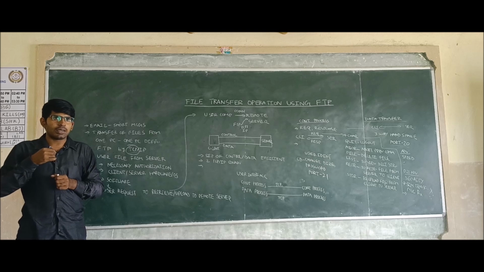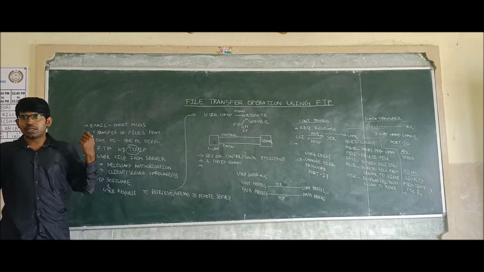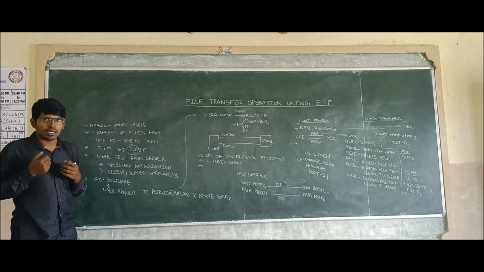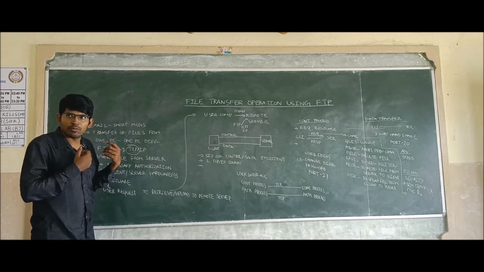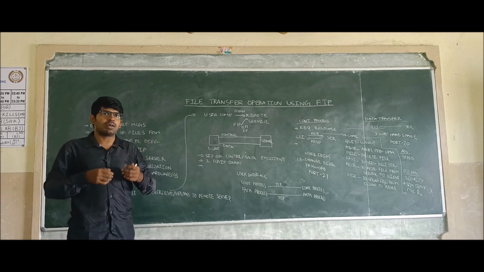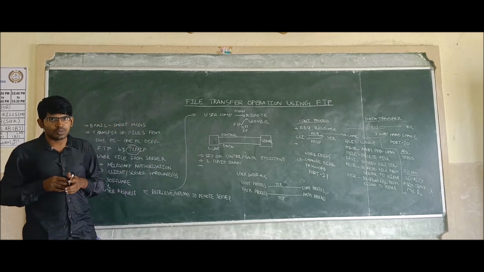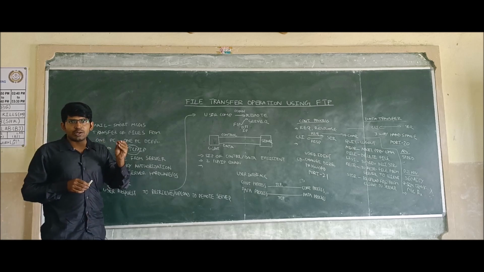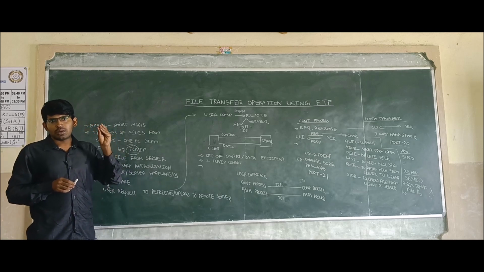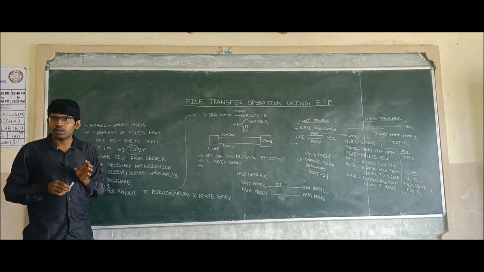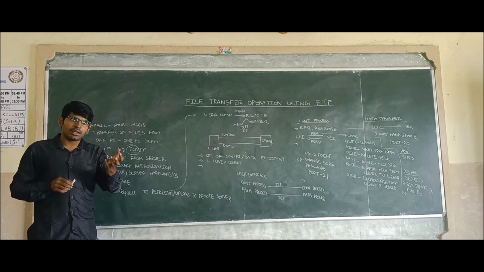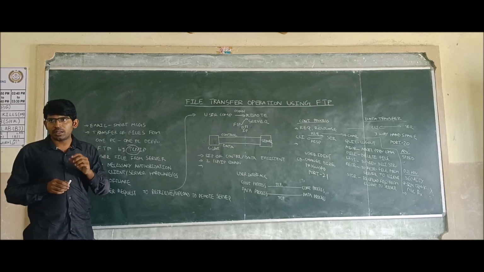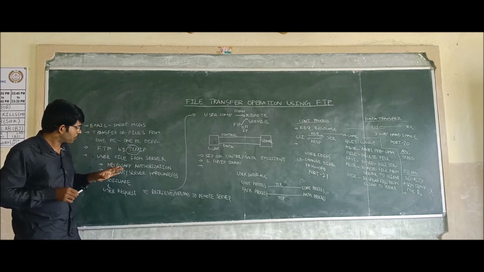Simultaneously, you cannot receive from a single server with multiple receivers, and simultaneously you cannot upload from multiple clients to the server. This is one disadvantage of FTP. But even when we are sending a 2 GB file, we can upload it to the FTP server, and we can even download a large file of 2 GB from the FTP server.